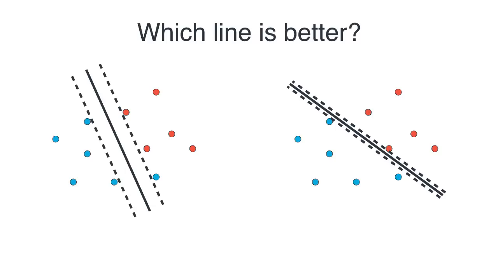So notice that the model on the left has one problem, which is that it misclassifies this point. However, it's good because it's got the lines pretty wide apart. The model on the right is great in terms of classification because it classifies every point correctly. However, the lines are very close together. So the question is, which one is better?